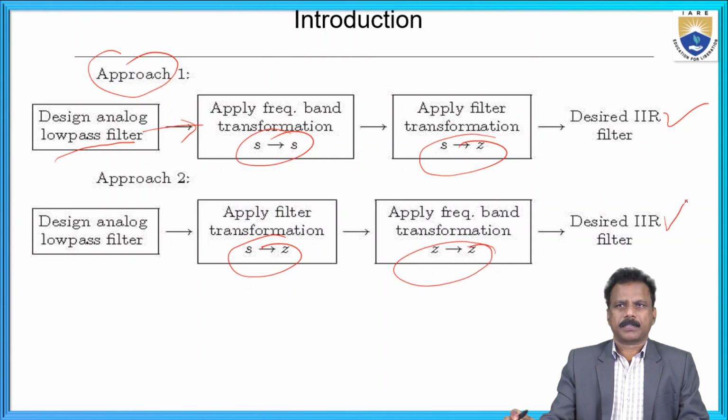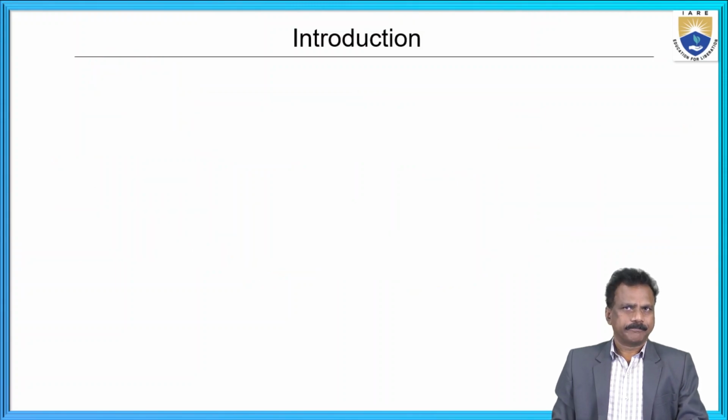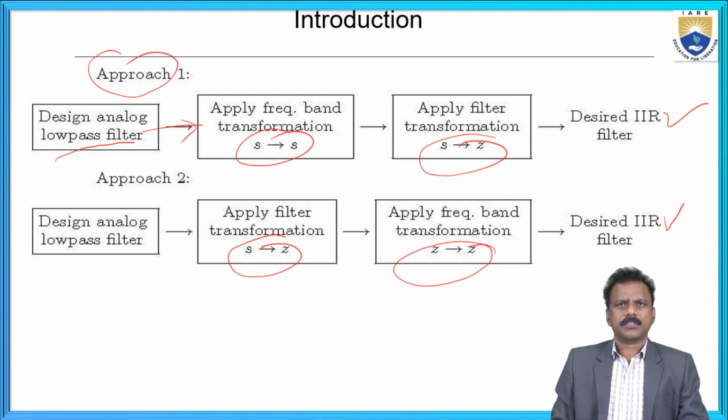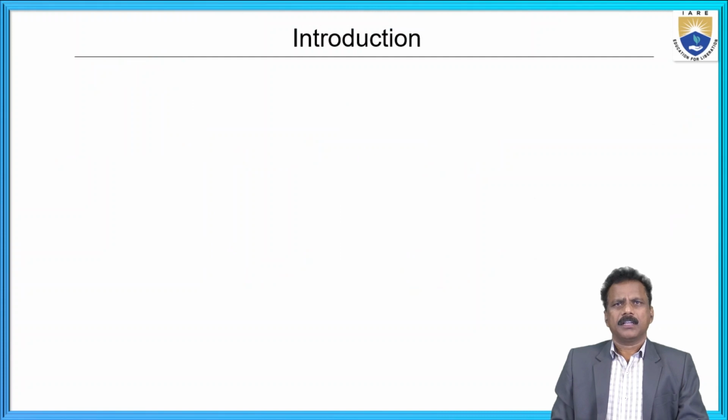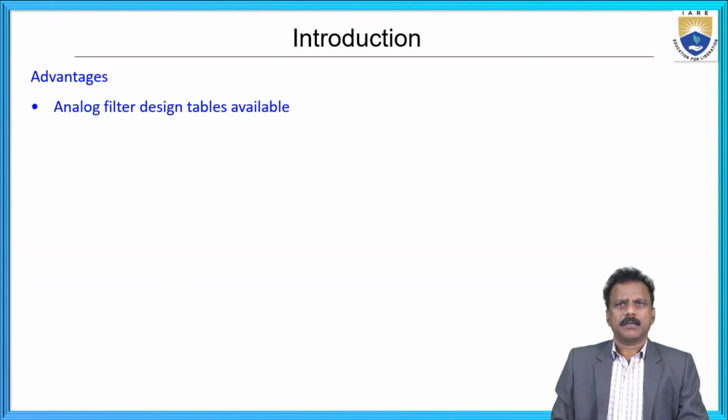We will expect our desired impulse invariant response. Here we expect the digital filter response by using either the first approach or the second approach. Based on this, we are going to design. This is the major agenda. Next, what are the advantages of using the first approach and the second approach? The major advantage is that analog filter design tables are available.